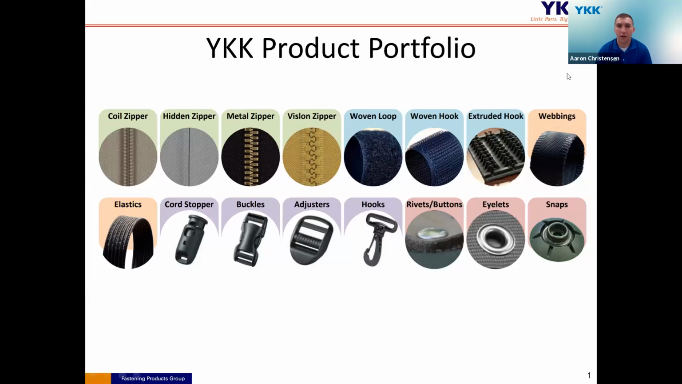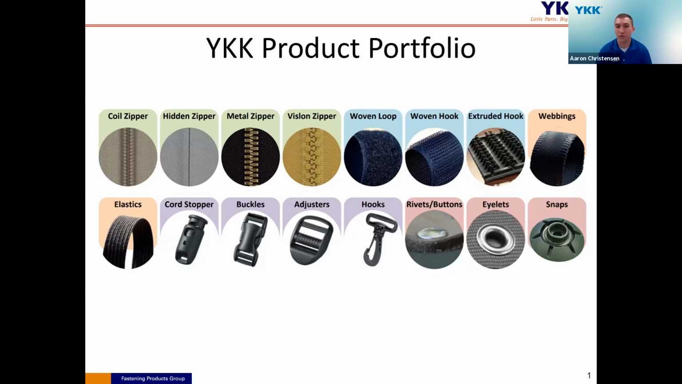First, let me give some background on YKK in case you're not familiar with us. This is our product portfolio, kind of zoomed out from a high level. If you know anything about us, you might know us for our zippers. And we make all sorts of different kinds that fall into 3 main categories of coil zipper, metal zipper, and Islon zipper. Within those 3 categories, we have a lot of different variations on those themes. That's kind of the high level.